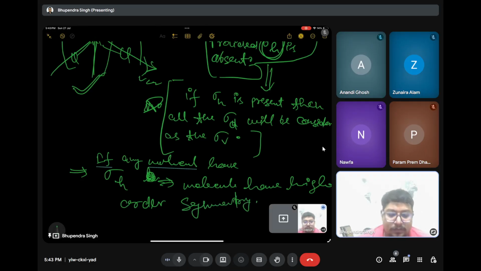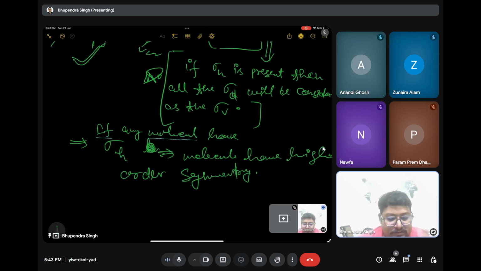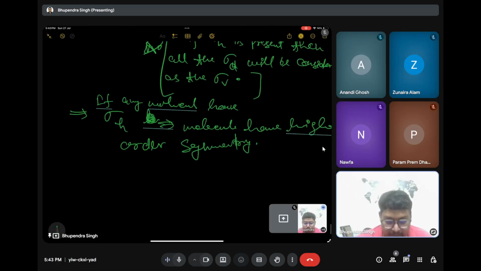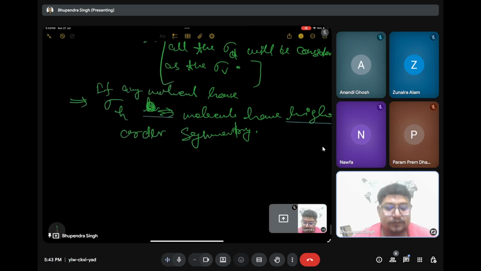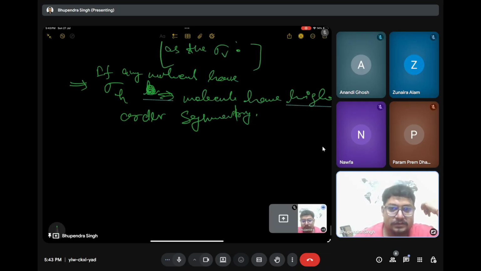These are the few things you can remember. If you remember those things, I think it is easier for you to figure out the point group later on. Let's say if you determine that a molecule has sigma H, you will simply go for the higher order of symmetry, not the lower order. Then it will be easier for you to determine the point group of the molecule.